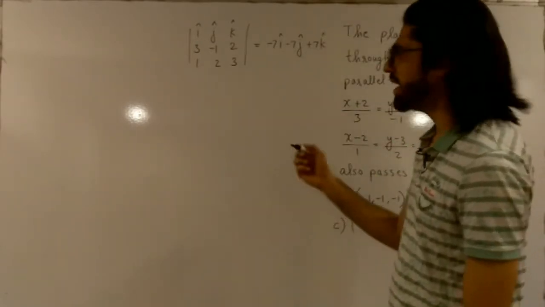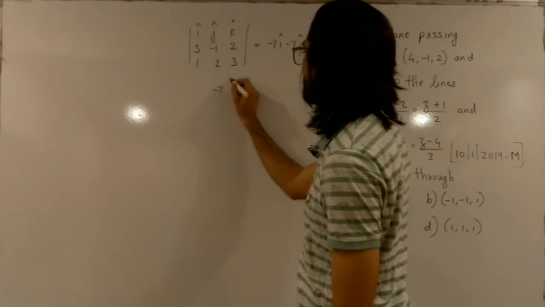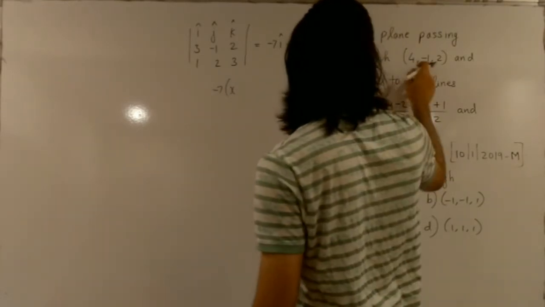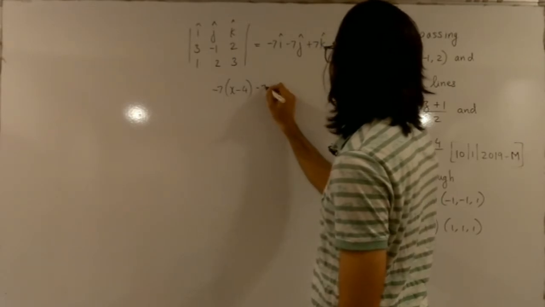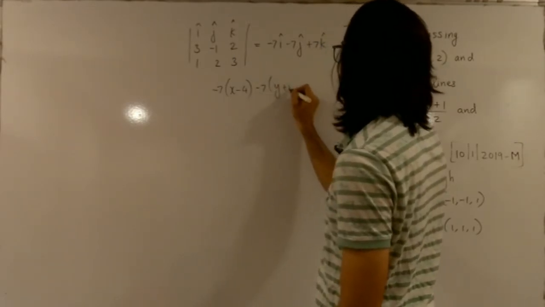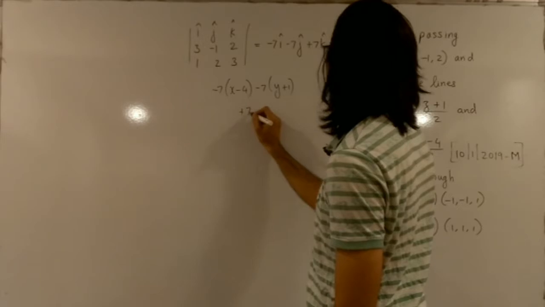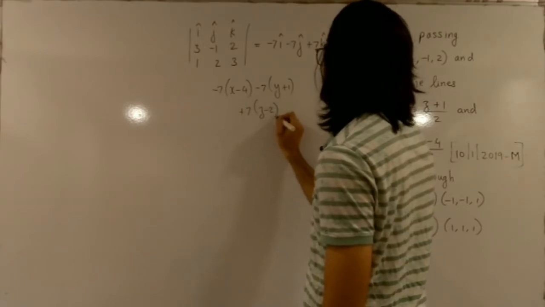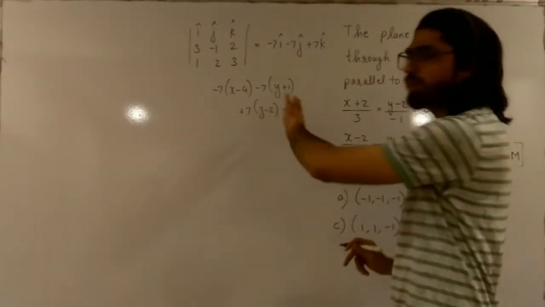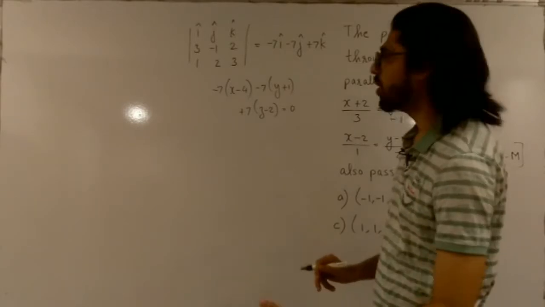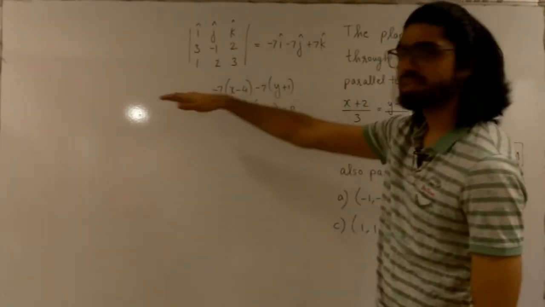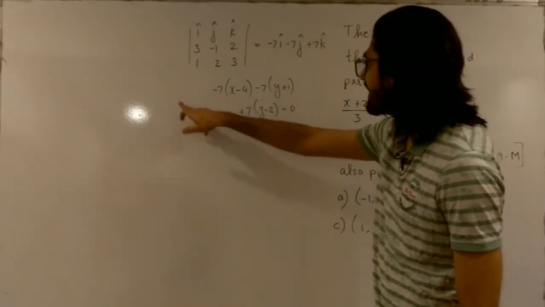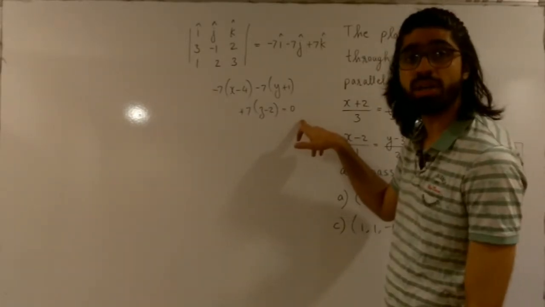That is your normal to the plane. So the equation becomes minus 7, the point is 4, minus 1, 2, so x minus 4, then you have minus 7, y plus 1, then you have plus 7, z minus 2 equal to 0. You can pull out a 7 common from all the terms, or if you want, pulling out a minus 7 will also be okay. Pull out a minus 7 common from all the terms and take that minus 7 in the denominator on the right.